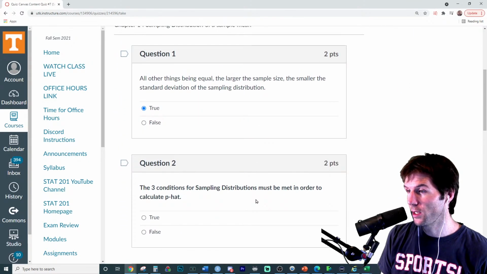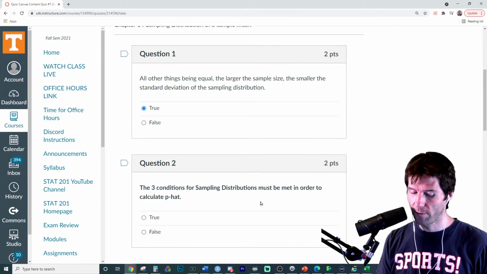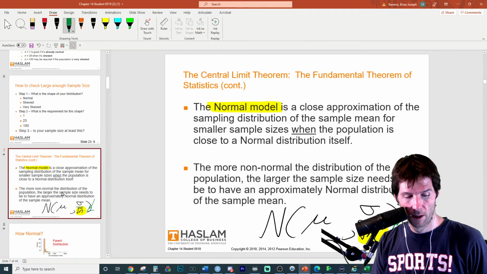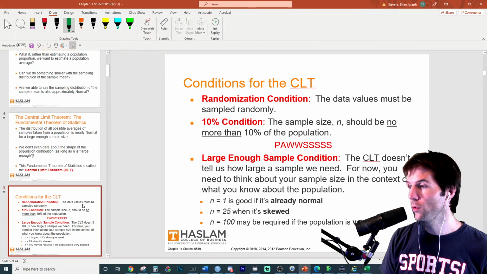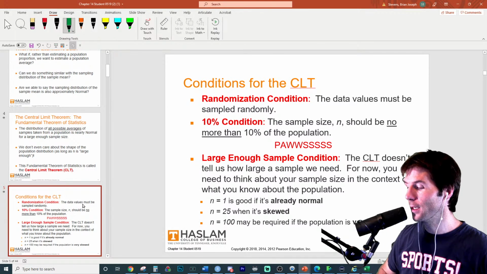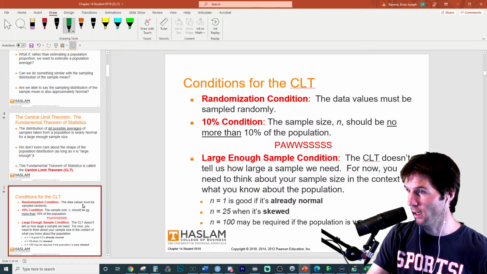The three conditions for the sampling distribution must be met in order to calculate p hat. Why do we meet the conditions? So why do we have conditions? We'll look at some notes right here. We have conditions. Condition 1, random. Condition 2, 10%. And then condition 3 is either going to be success failure or large enough n.